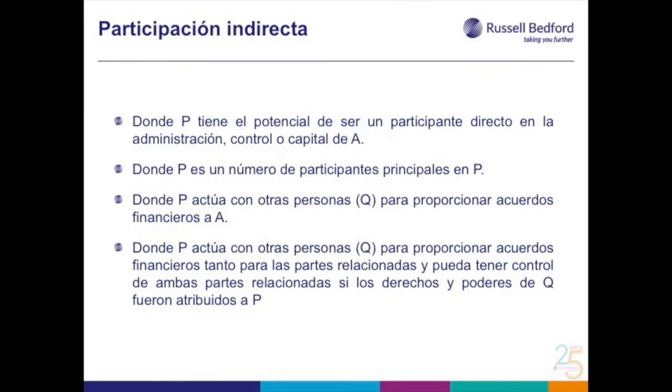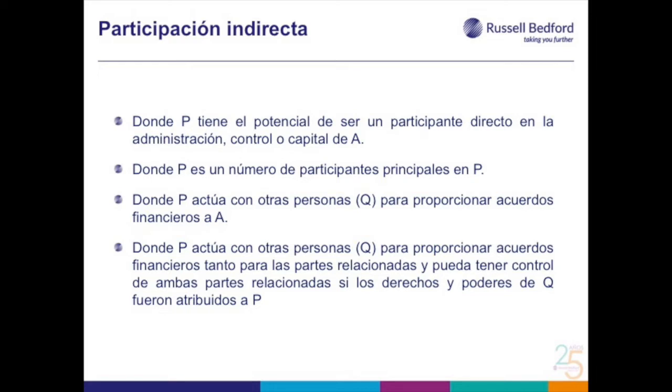Indirect participation is divided into four possibles. So this is where P has the potential to be a direct participant in the management, control, or capital of A. So this might be a situation where P has the right to acquire shares in the future, or indeed where they have control over shares held by someone else. So there might be some kind of trust arrangement where they don't directly control the shares, but they have effective control of shares in a company. I think the one that probably does catch people out more is this idea of getting shares in the future. They have the potential to acquire shares in the future.